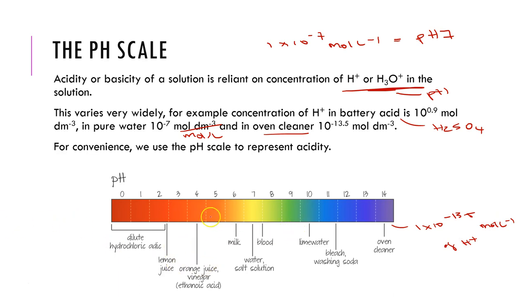whereas in our strong acid that we're seeing in terms of our battery acid, we're actually up here, in this very high region here with 1 times 10 to the 0.9 moles per litre. And of course, pure water at 25 degrees C, 1 times 10 to the -7 moles per litre for the concentration of H+ or H3O+ at pH 7.